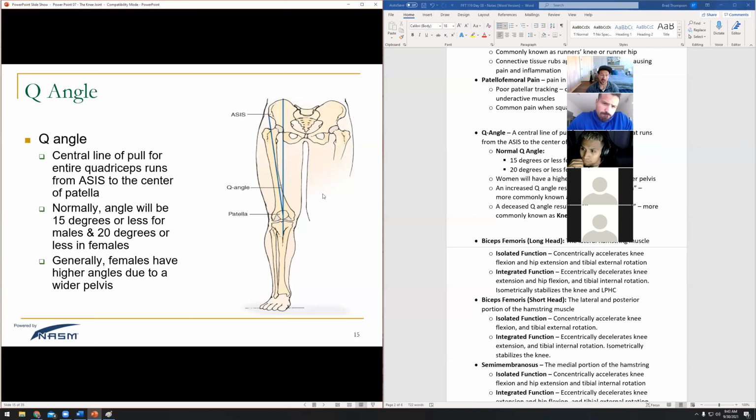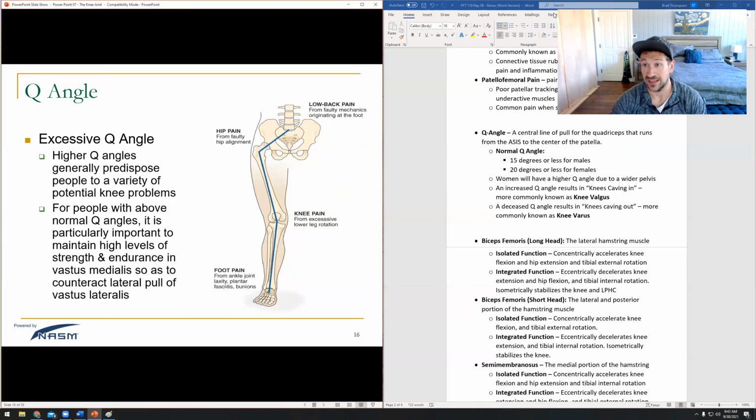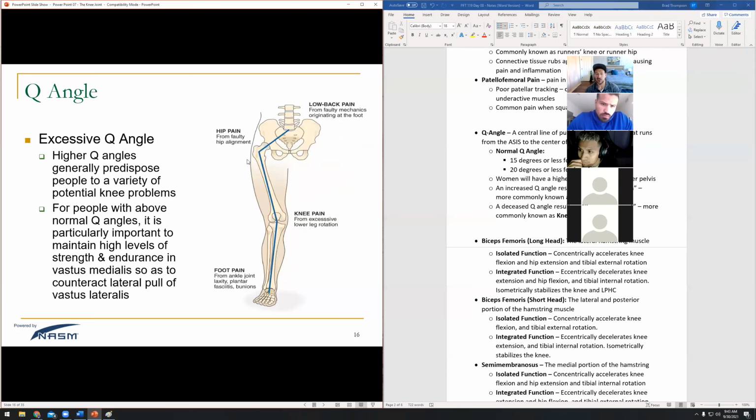If it is greater than that, if you bring the knee really far in this way, you're going to have an increased Q angle, and it's going to look like this. So this is an increased Q angle. Now see what's happening in the knee here.